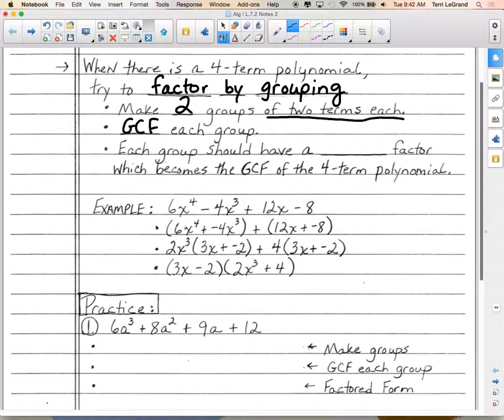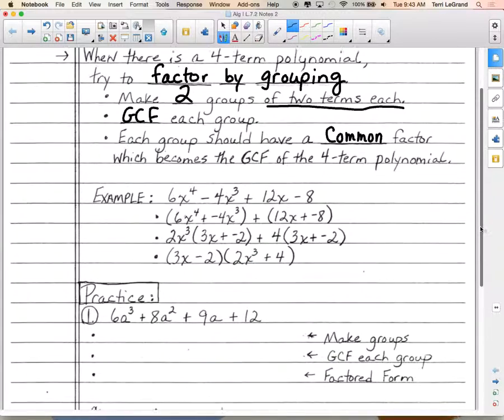After we GCF each group, each should have a common factor. So when we GCF the first group, we're going to have a monomial times a binomial. When we GCF the second group, it's going to be a monomial times a binomial. That binomial factor in each of them can be common, or in other words, it can be a GCF now for the whole works. So here's an example.